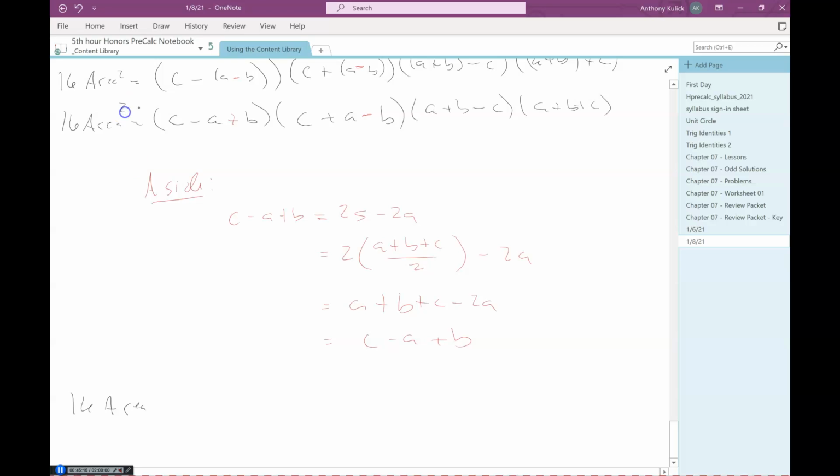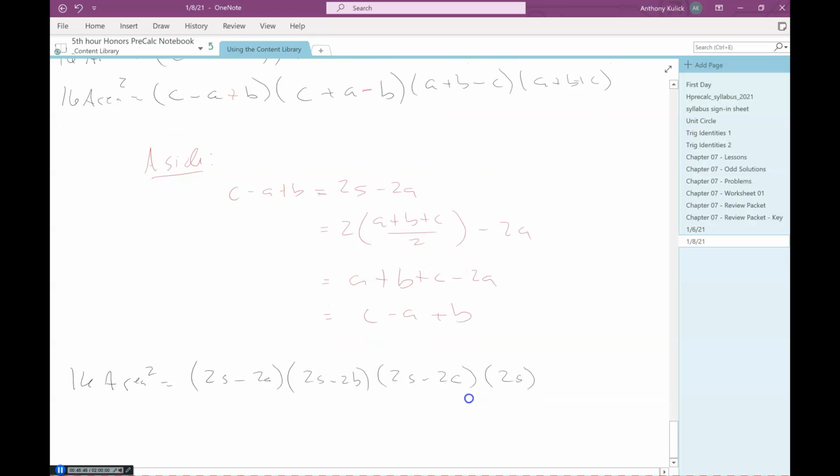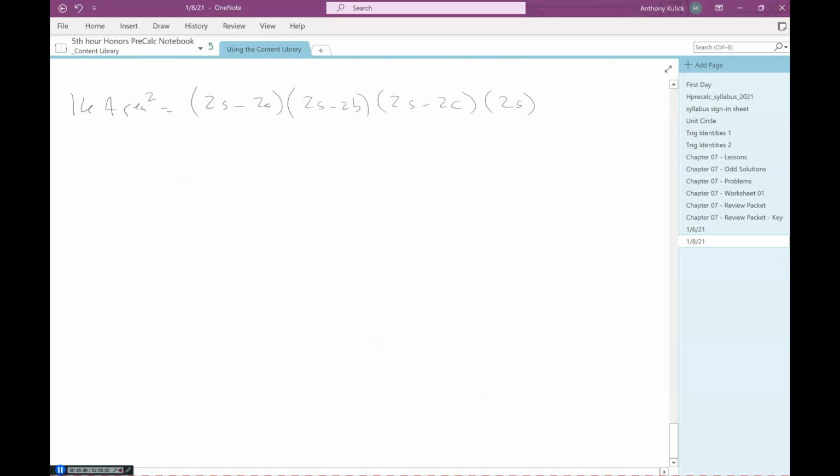All right, let's see. That was 2s minus 2a. And the next one is 2s minus 2b. And the next one is 2s minus 2c. And the last one is 2s. Now, in each one of these sets of parentheses, I can take a greatest common factor of 2 out.